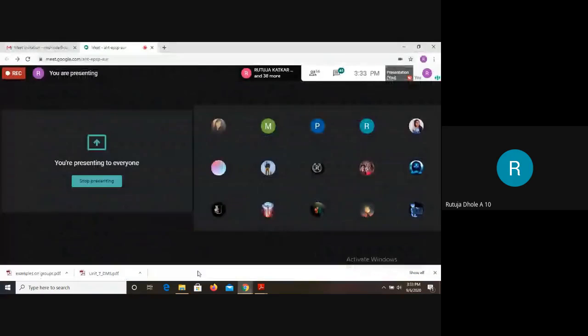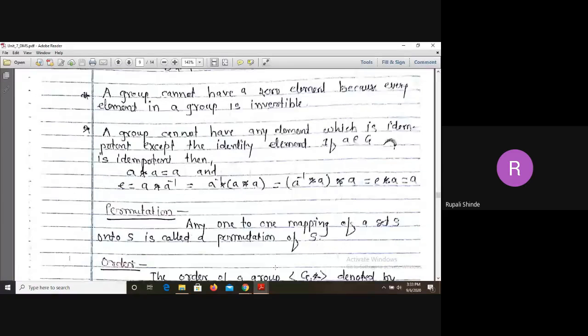Repeat the last point once again, ma'am. Okay. This one, for idempotent.